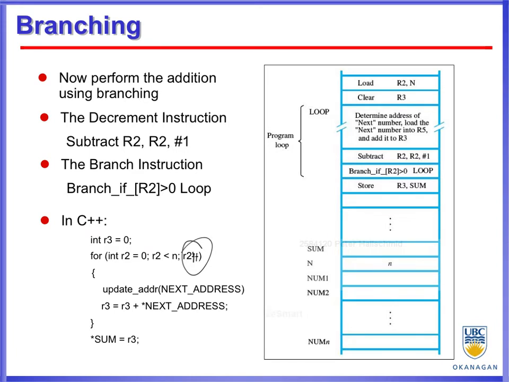So all we're going to do is go into the loop, and there's going to be some code, maybe not even real C++ code, that's going to update the address that we're going to read the next number from, and then we add it to our running total, and we keep looping through this for loop until we're done. And then R3 is going to be stored in memory called sum. So that would be C++ code, high-level language code that implements a loop. You're familiar with that. Well, we can do the same thing in assembly language.